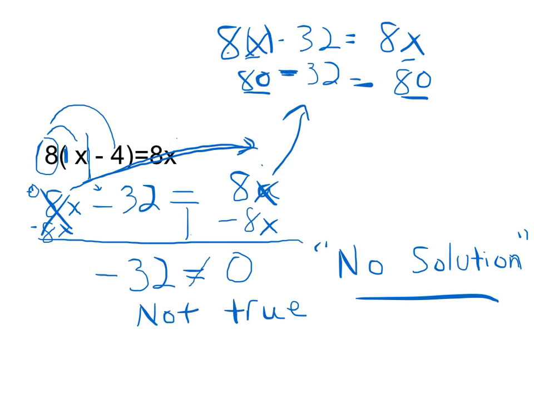This is how we see that it's no solution. Again, you could pick the number 100, plug it in for x, and I guarantee you it won't balance out. You could pick the number negative 0.5, plug it in, and it won't balance out. So this we say has no solution. Again, here's what it's going to look like: if we have a number that doesn't equal another number, it's no solution.